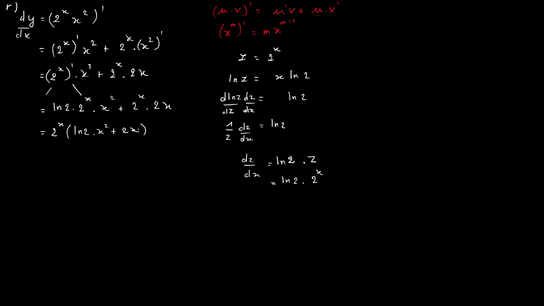You can, of course, maybe bring out x as well. Okay, we can still do that. So we get 2 to the power of x times x times ln 2 times x plus 2.